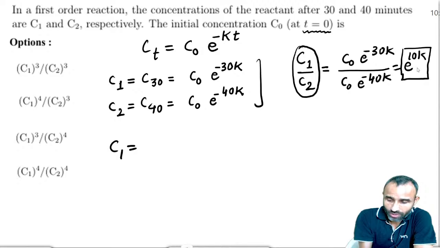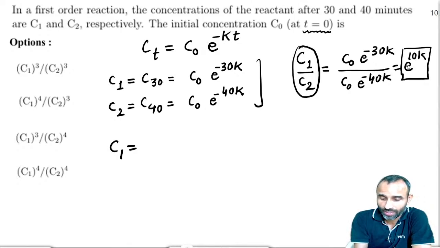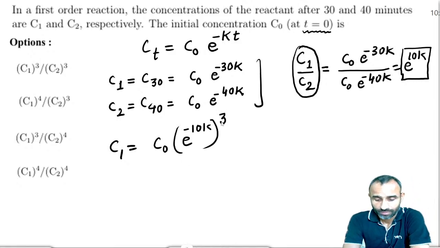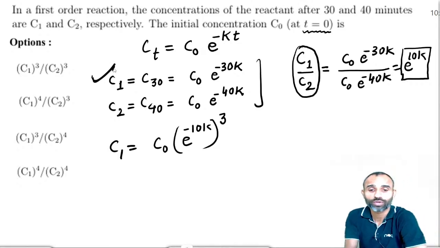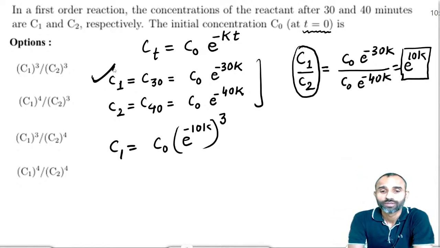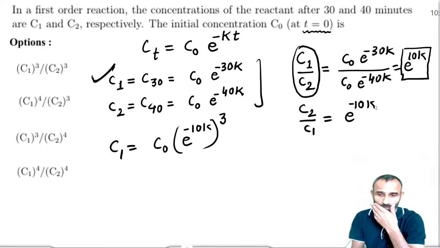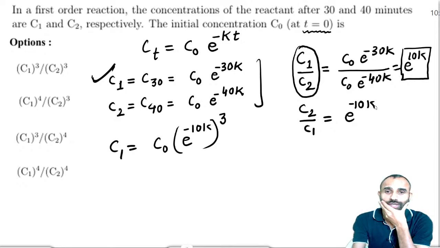Let us put e raised to power 10k in one of the equations. See, it is C naught e raised to power minus 10k raised to power 3 for the first equation. Is it okay? Write it like this. The C2 by C1 comes out to be e raised to power minus 10k, right? Are you getting it?